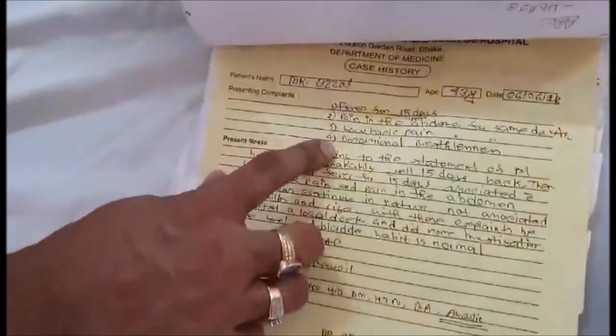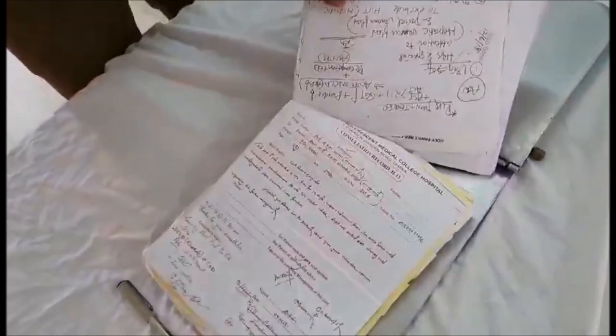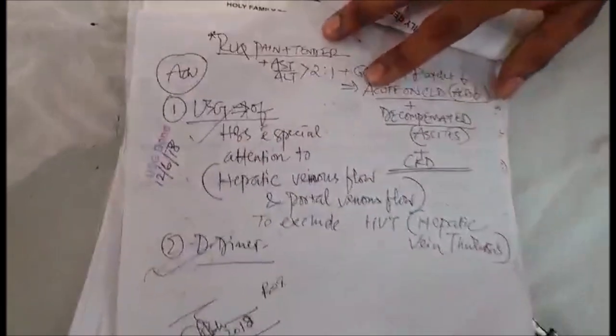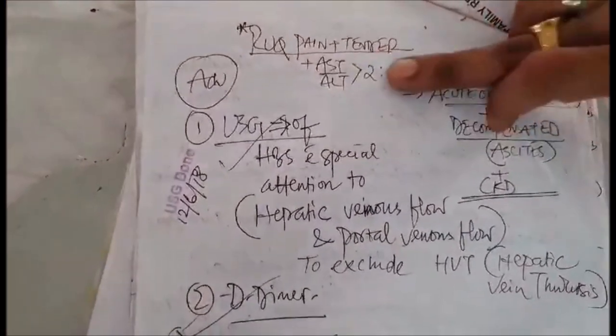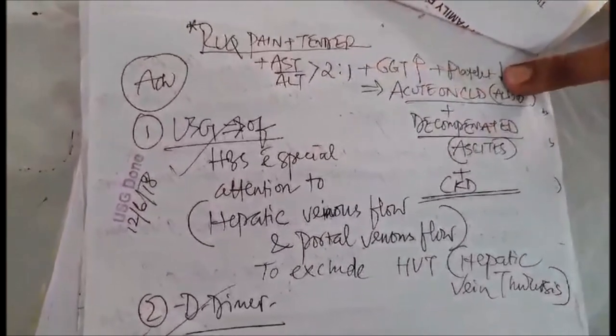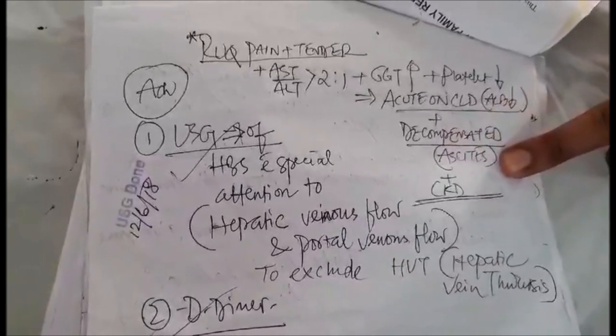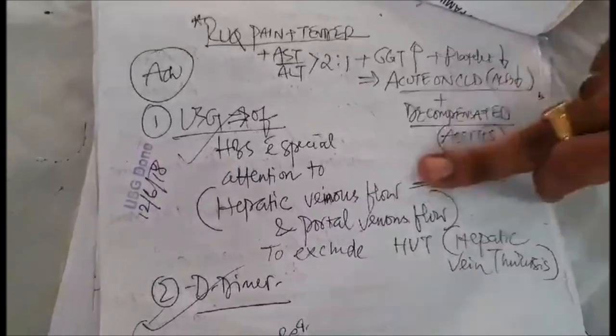Yes. So the fever and also low back pain, as I said, some of the myalgia and the occasional breathlessness. See it? So yes, he has some right upper quadrant pain as well, and some tenderness. And he has also biochemistry AST-ALT ratio more than 2, and GGT is raised, and the platelets are reduced, so acute and chronic liver disease, and some decompensation because he has got the ascites as well, some renal failure.